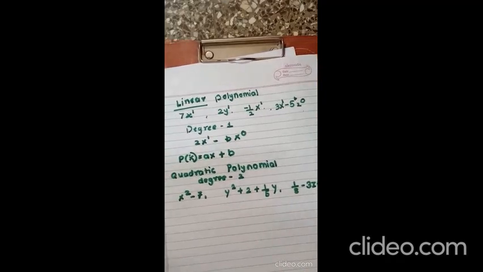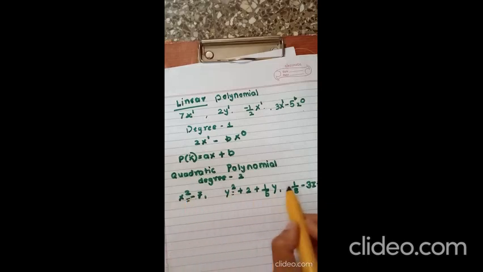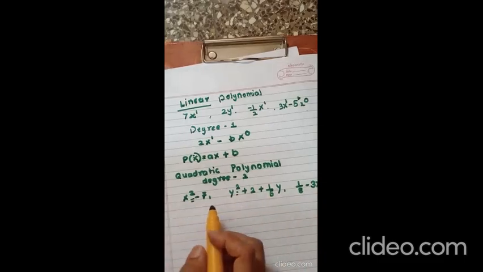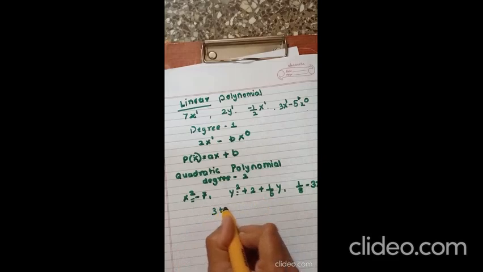quadratic polynomials. What is common in them? Highest degree is 2 here. So how many terms does the quadratic polynomial have? At the most it can have 3 terms.